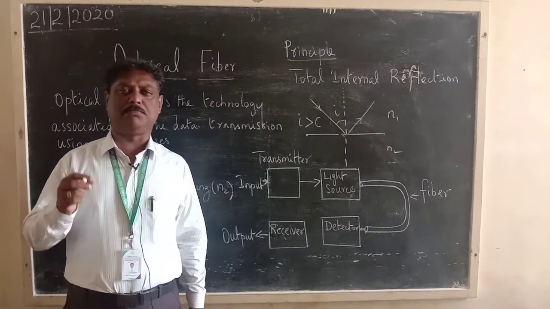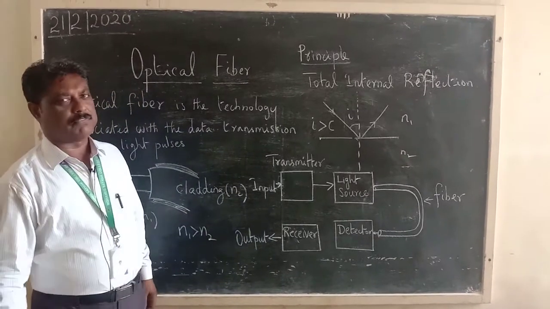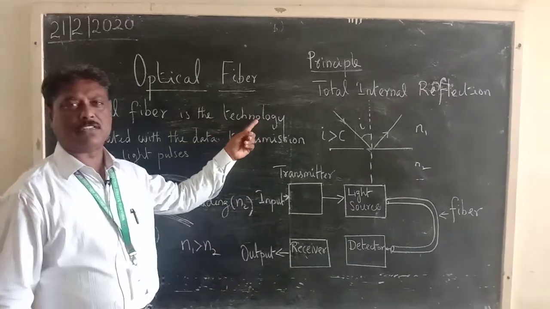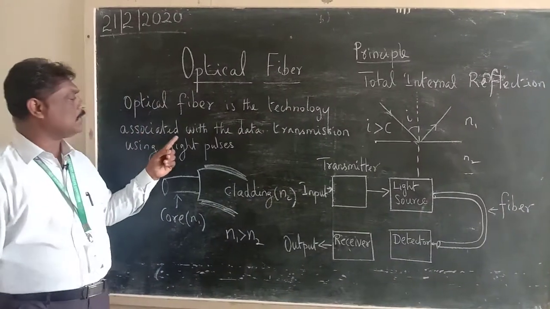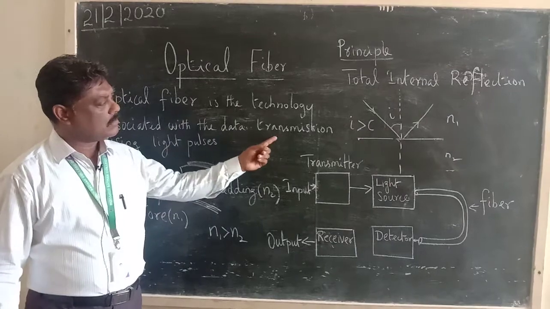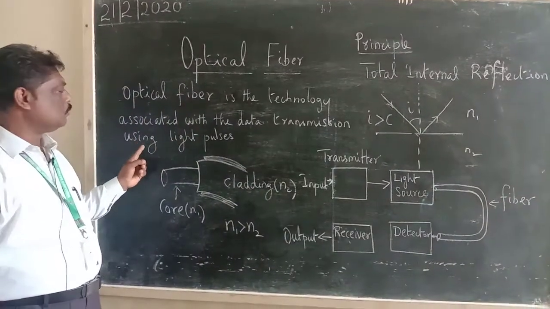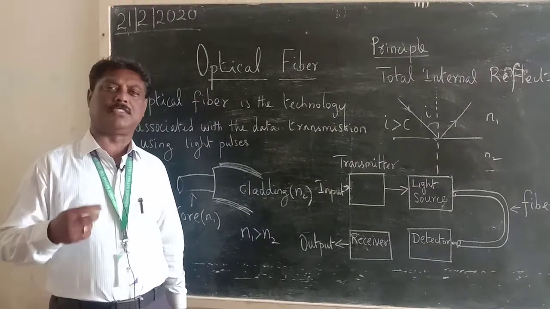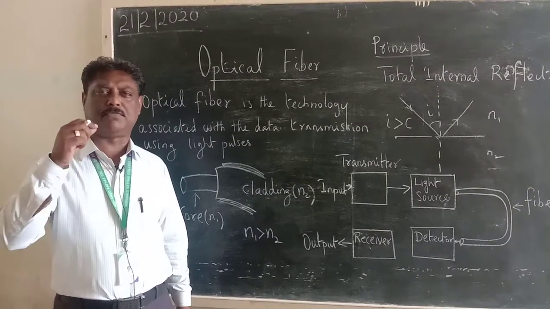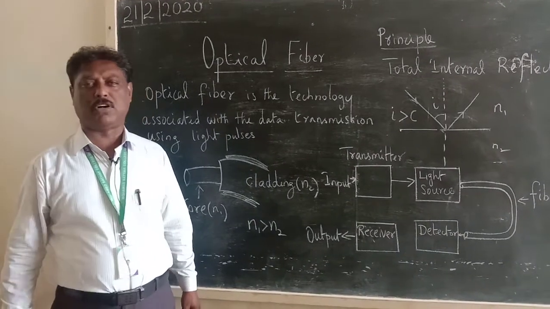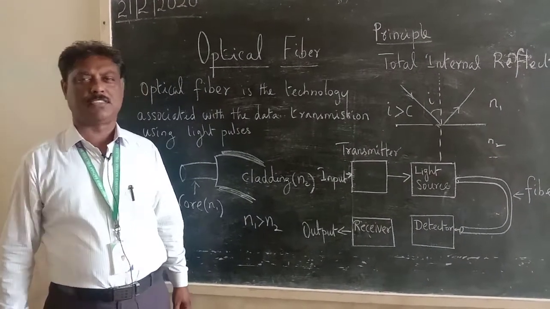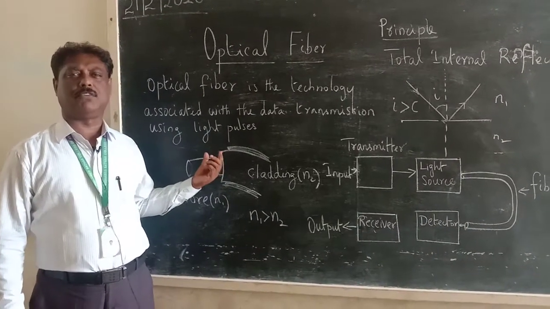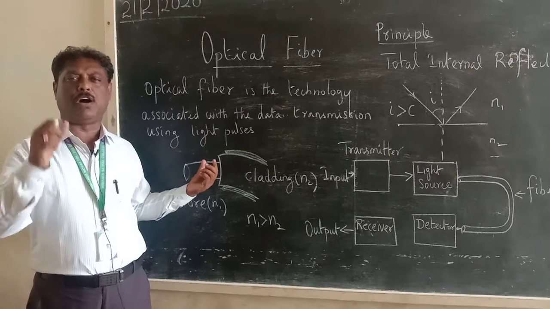Let us see what is meant by optical fiber. First of all, the optical fiber is the technology associated with the data transmission using light pulses. So using light pulses, data is transmitted from one point to another point over long distances. And the optical fiber consists of two major parts.